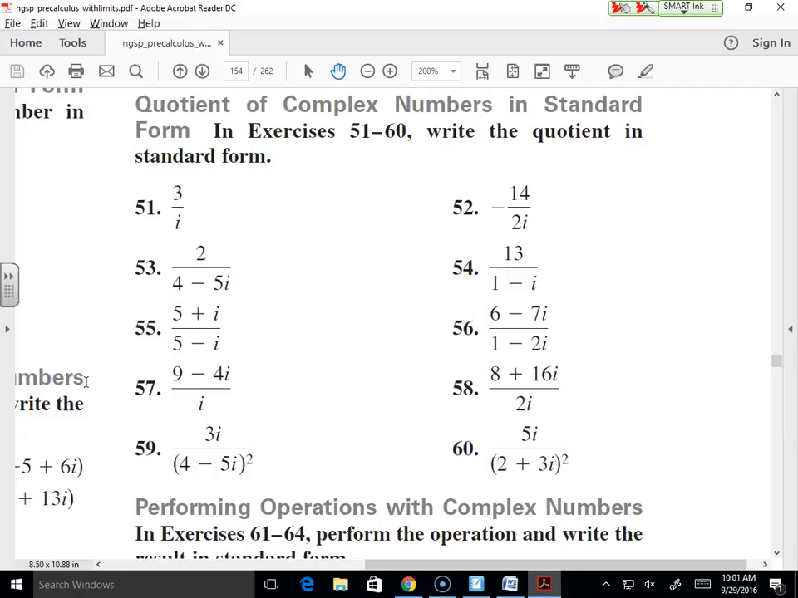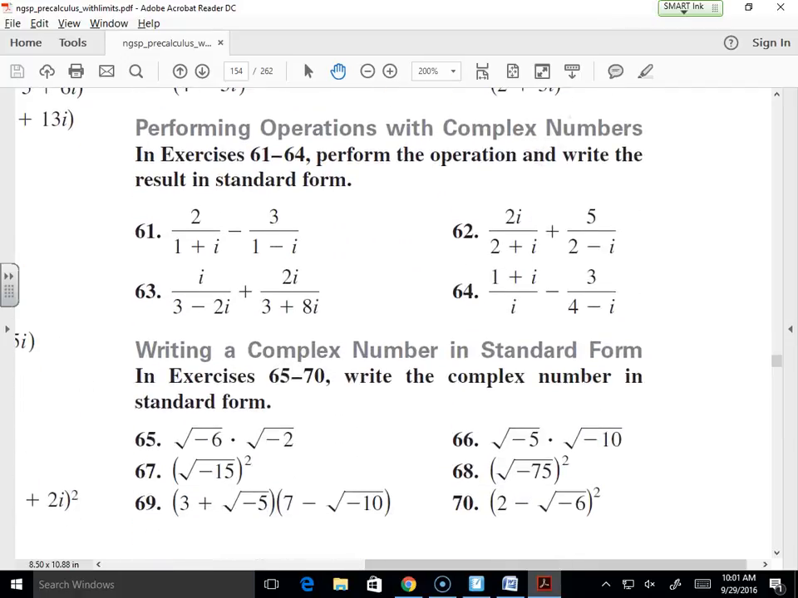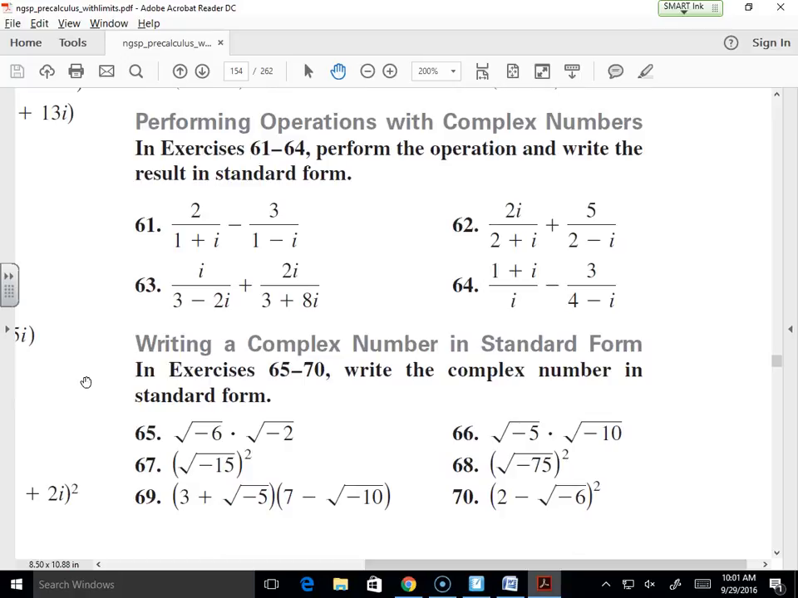Okay, so for that one, I know that you have to multiply each one by the other. So when you multiply the 2 over 1 plus i, would you have to multiply it by negative 3 over 1 minus i? No, because we're not needing to make it match this one. We're just needing the denominators to be the same.